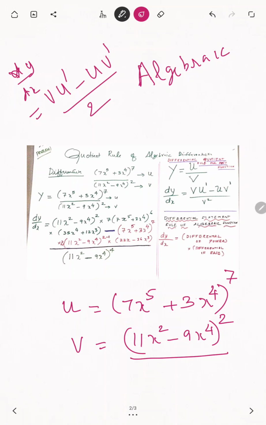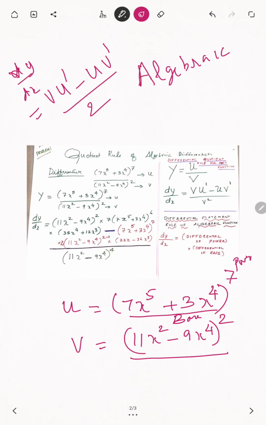Now, what is the meaning of u dash? They are telling you to differentiate u. That is why it is called u dash. Go here, u is there. In u, you just identify: this is the base and this is the power. They are asking you to differentiate u, that is why it is written u dash. In which form is u? Algebraic form. What is the differential of an algebraic function? Differential of power into differential of base.